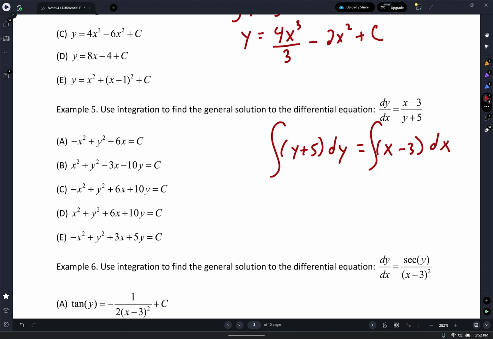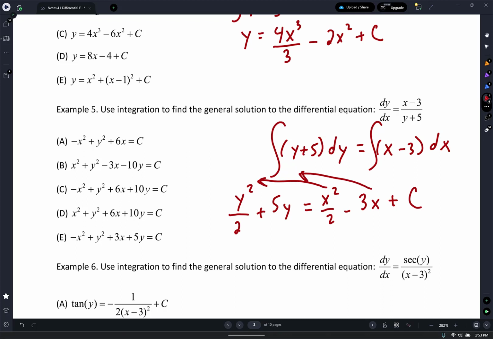All right, here we go. Integrate. What's the antiderivative of y? y squared over 2. Plus, what's the antiderivative of 5 with respect to y? 5y. Equals, what's the antiderivative of x? Minus, what's the antiderivative of 3? Plus c. Let's see, what am I going to do? Okay, notice, look at all the answer choices. See how they all equal c? Move everything to the left.